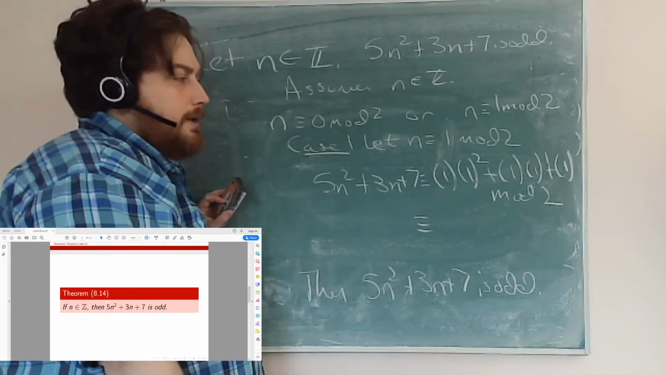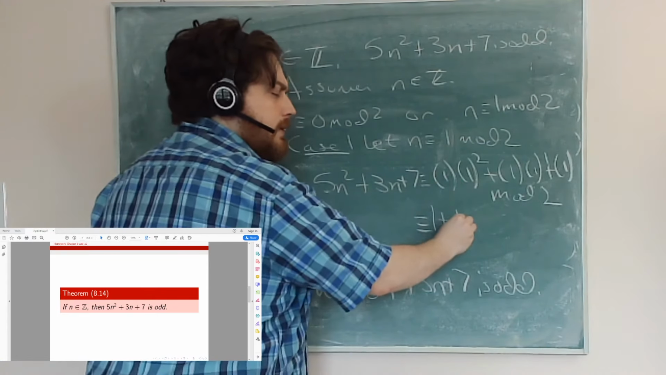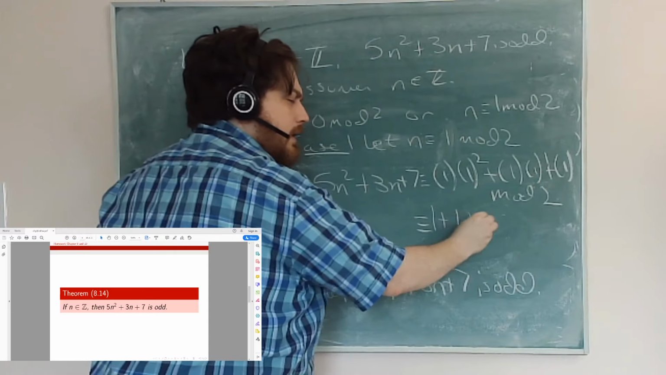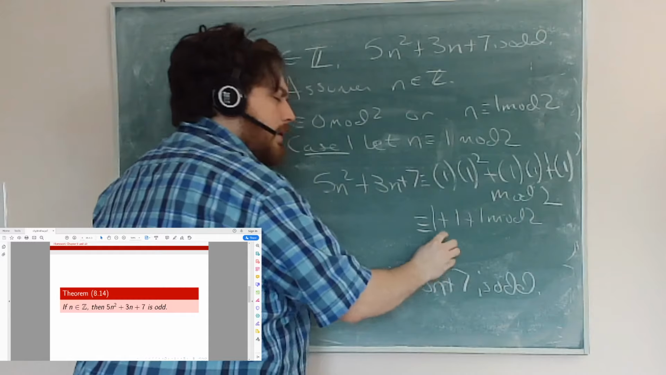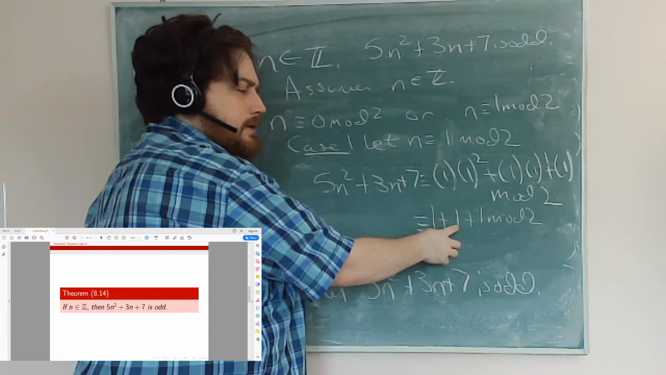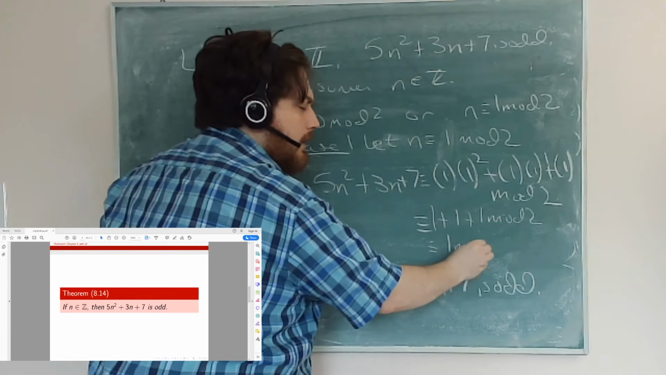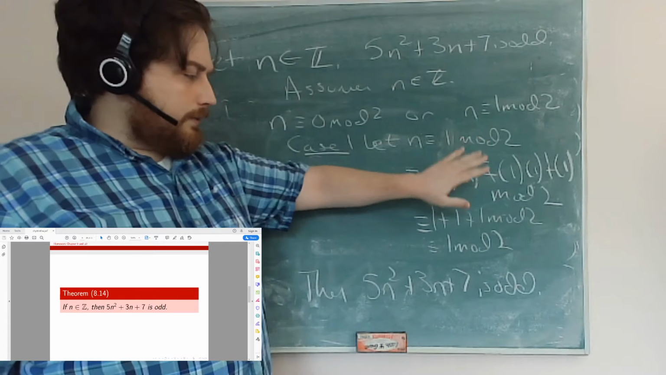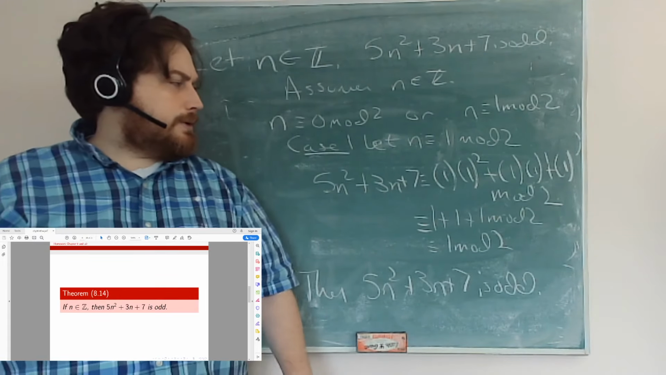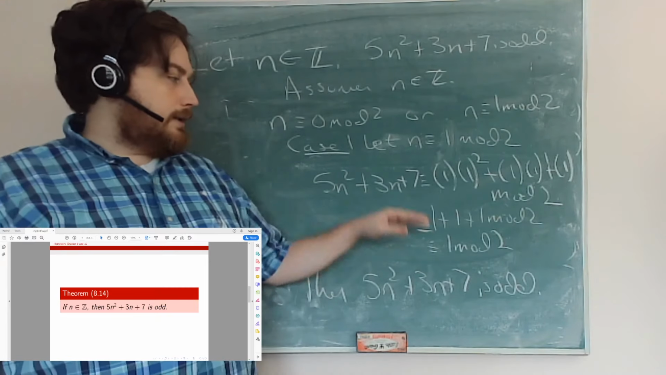And again, I do my calculations. I get 1 times 1 is 1, plus 1 times 1 is 1, plus 1 mod 2. But 1 plus 1 is 0 mod 2, plus 1 is 1 mod 2. So again, I get out 1 mod 2. Therefore, if n is congruent to 1 mod 2, 5n squared plus 3n plus 7 is congruent to 1 mod 2, which means that this is odd.